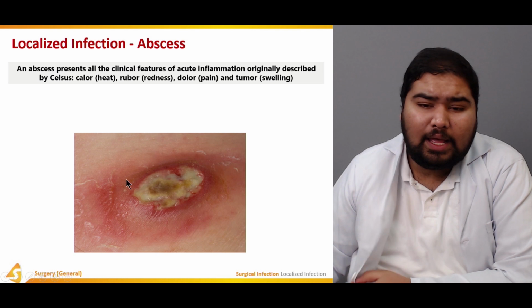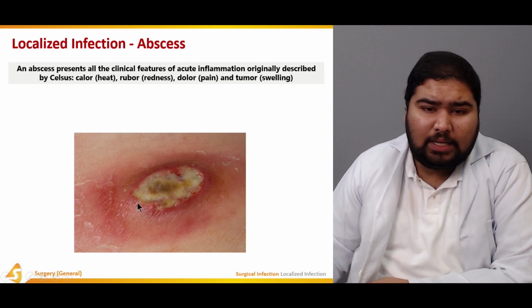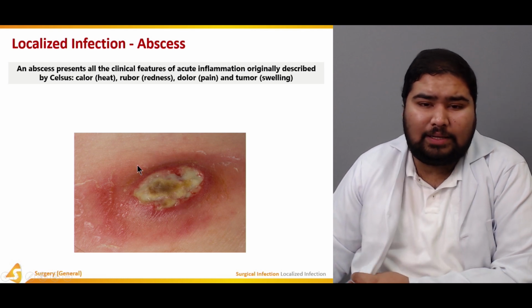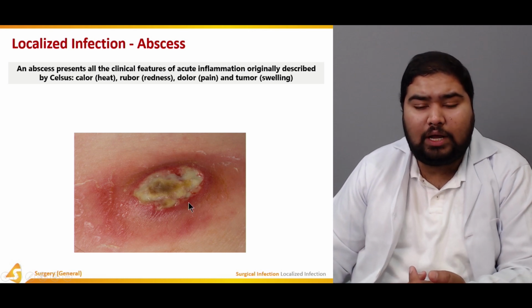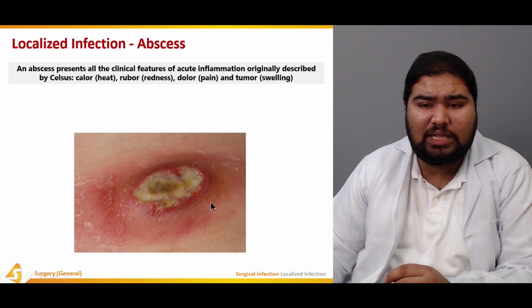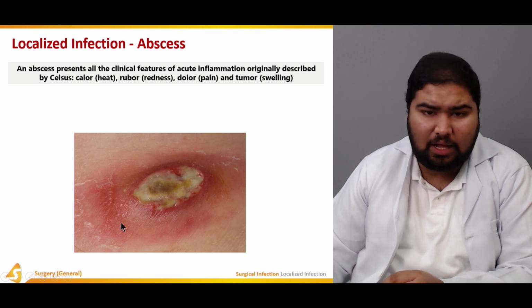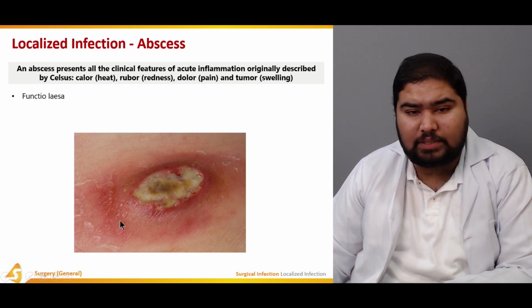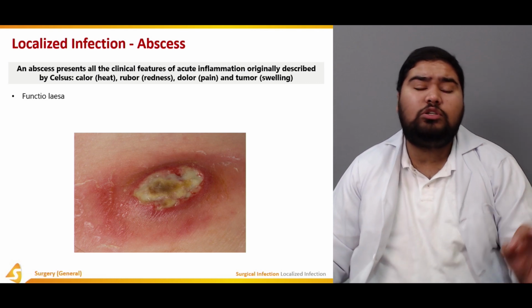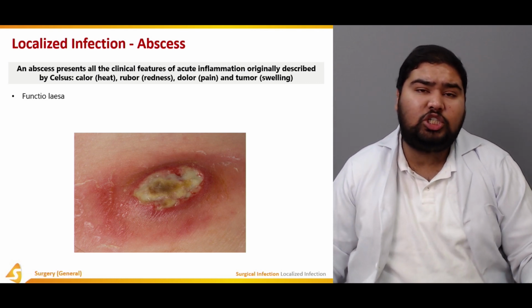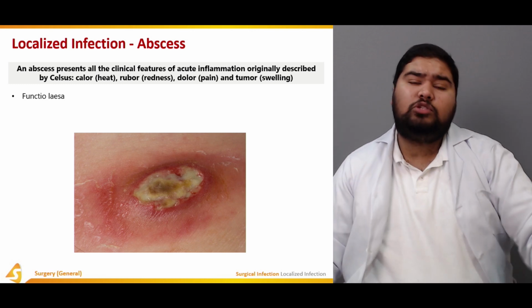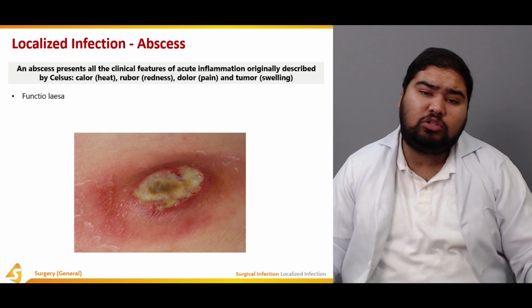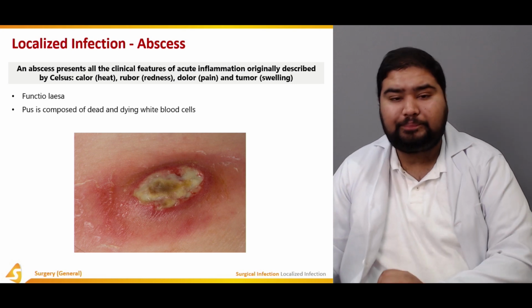Here you can see this is an abscess. It is warm to touch. It has redness all around. There's pain when you touch it, and there is swelling in the area. So this is an abscess. It is also associated with functio laesa, that is the loss of function.